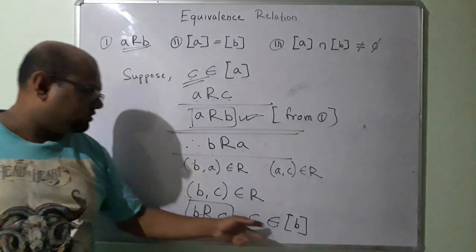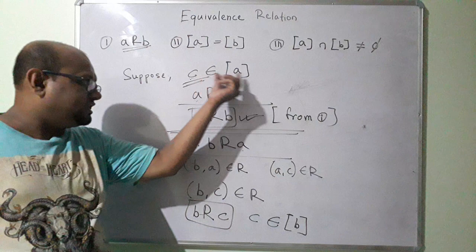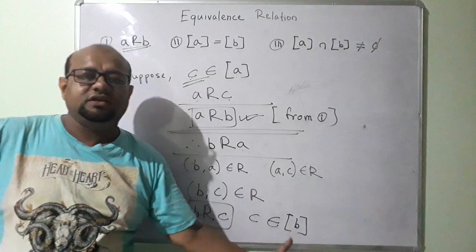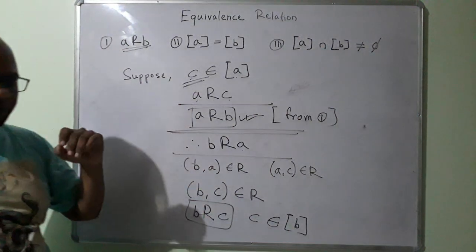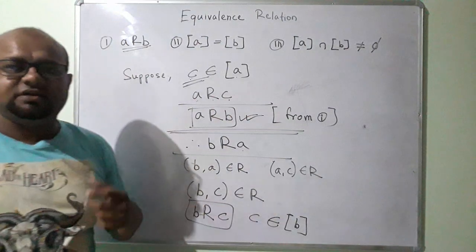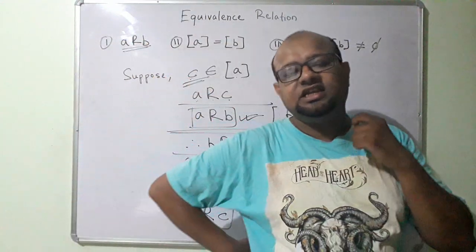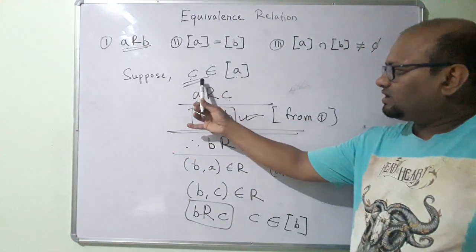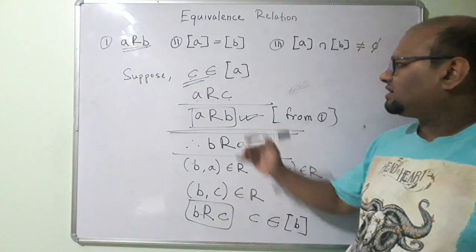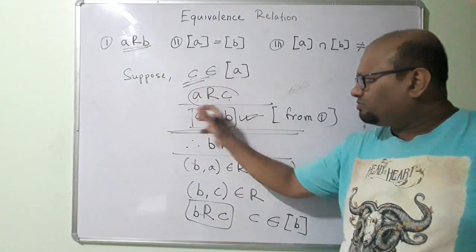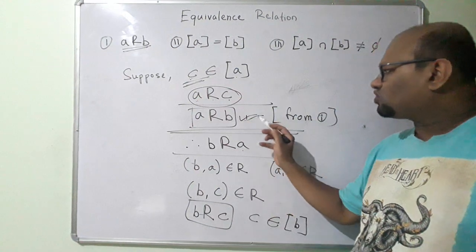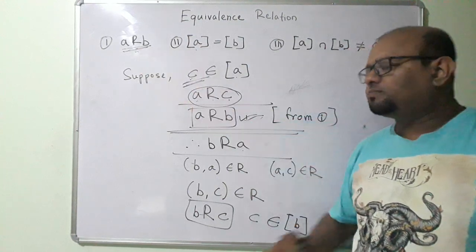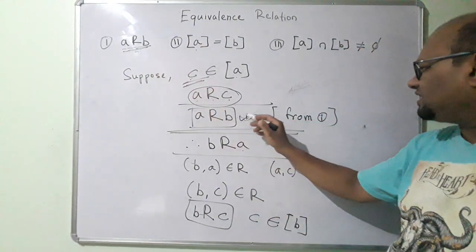So that is something that we have shown: that if C belongs to the equivalence class of A, then C belongs to the equivalence class of B. So we have shown that A is a subset of B. If something belongs to A, then that thing belongs to B. That is the definition of subset. So we have shown, using some very basic assumption that C belongs to A, that this is true. And this is of course true because we are trying to show that P implies Q. We will of course assume that P is true, so we have taken this to be true.